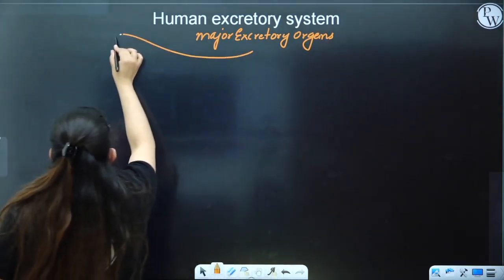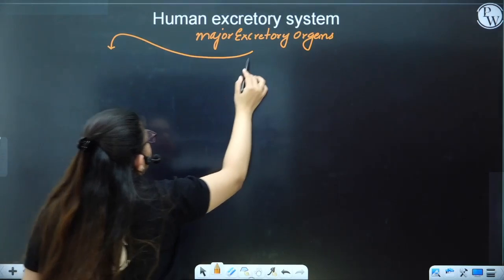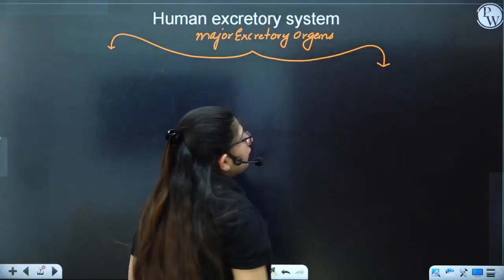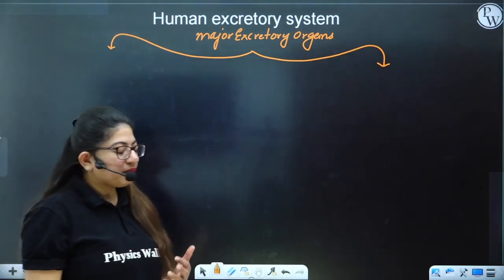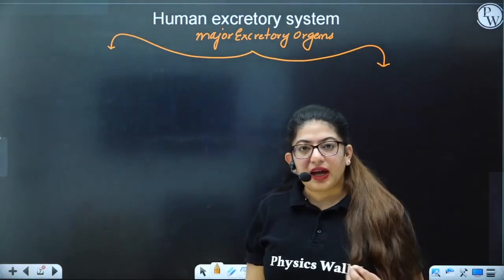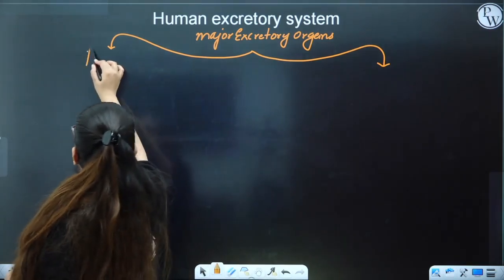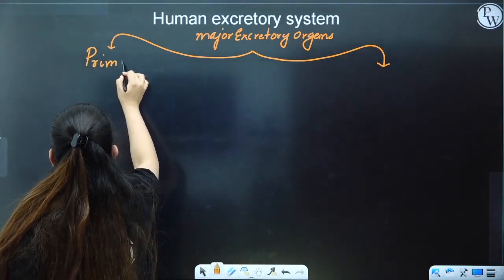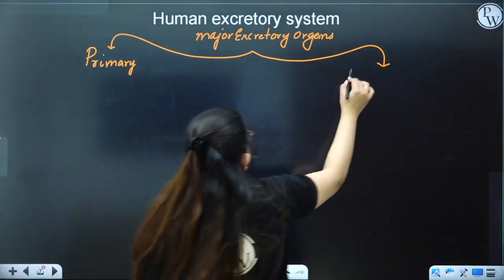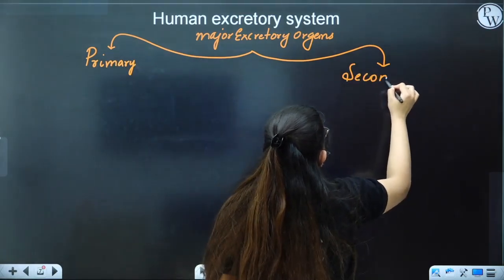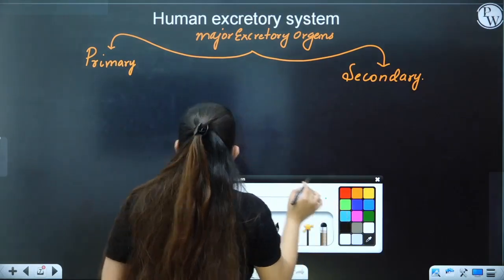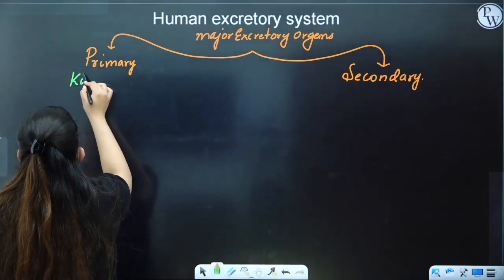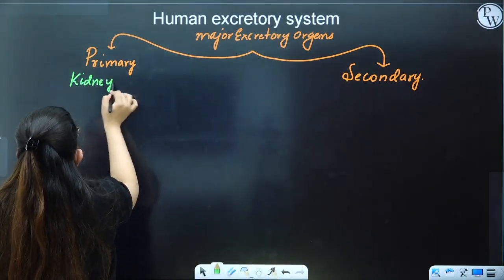So, some are, you say, more important. Others are less important in excretion, or they play less of a role in excretion. Okay. So, one type of organ is primary, which is the important one, and other organs are secondary organs. If I talk about the primary organ, what do we have? The kidney is the primary organ of excretion.